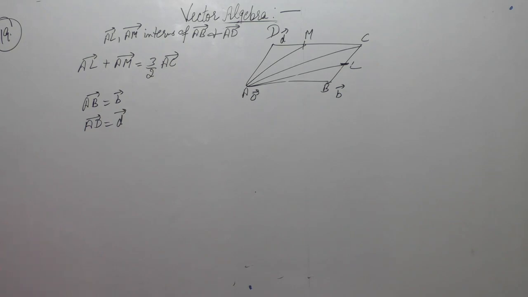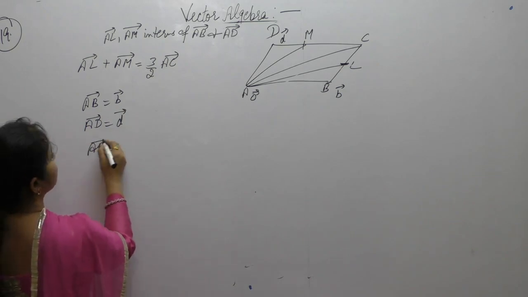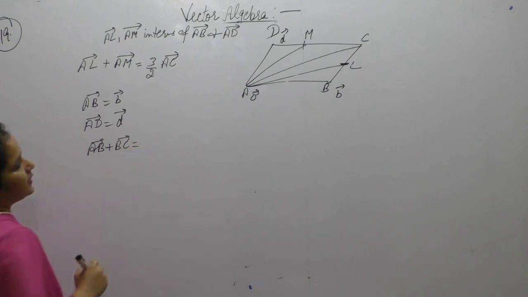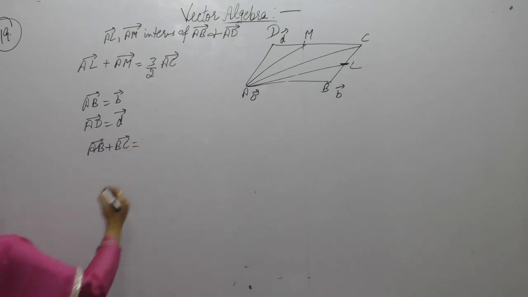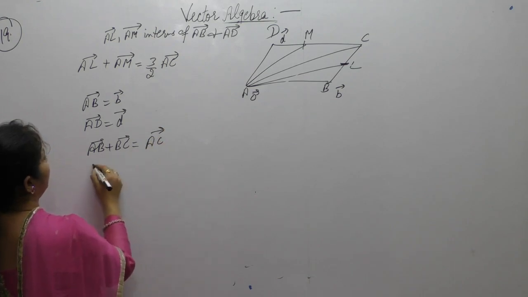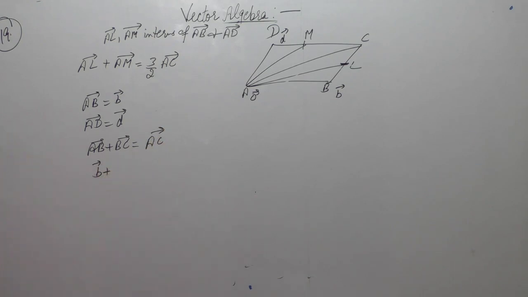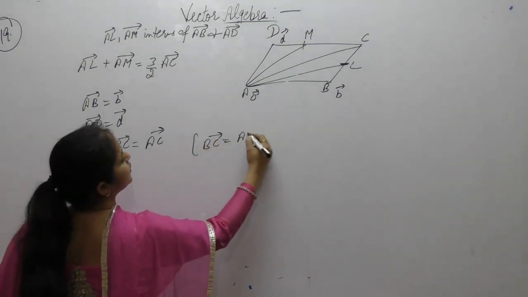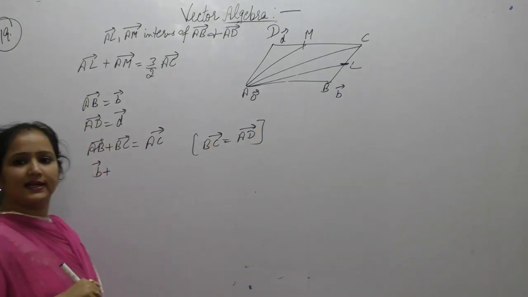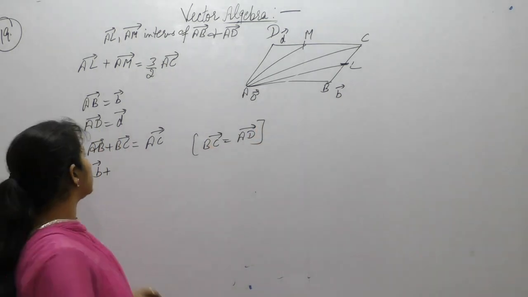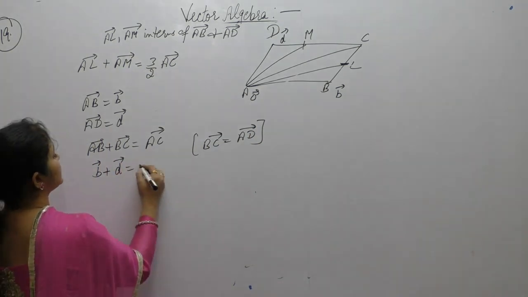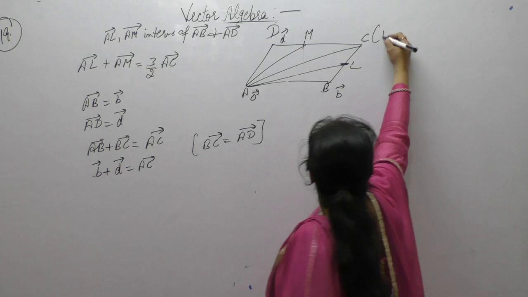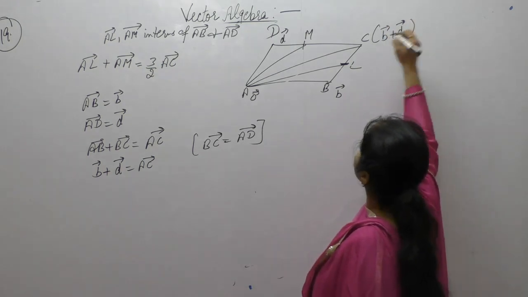By the triangle law of vector addition, AB vector plus BC vector is equal to AC vector. We want to find the value of BC. BC vector is equal to AD vector because ABCD is a parallelogram and opposite sides are equal. So this is equal to D vector. So C has position vector B plus D vector.